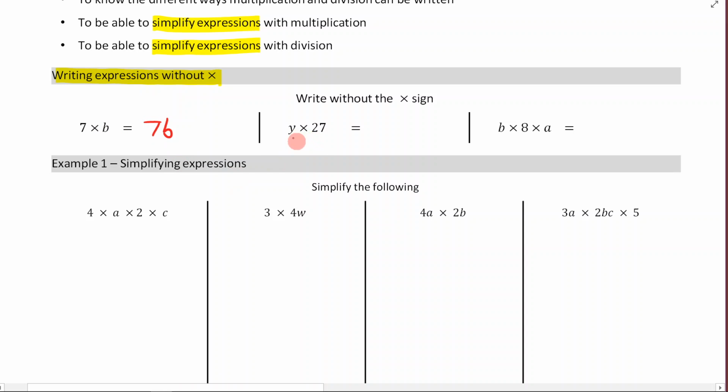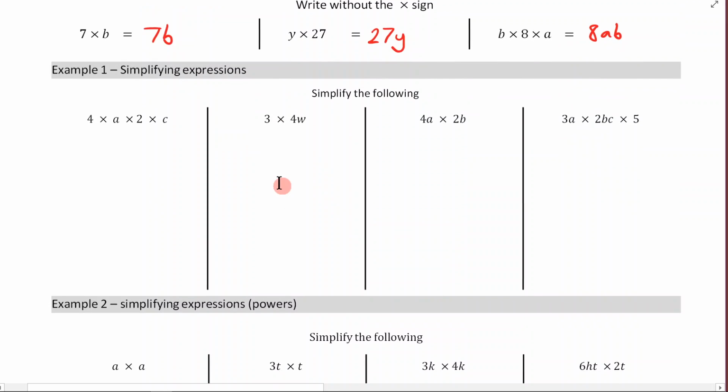When we come over here, y times 27, remember the number always goes first, and then you just put the pronumeral right next to it. You don't need the multiplication sign. It's almost like it's invisible. Whenever you see two things next to each other, you just know they're being multiplied in algebra. And lastly, here we put the number first, and then the pronumerals next to each other beside it. So we've seen all this stuff before, and in today's lesson, we're really going to be building on it.